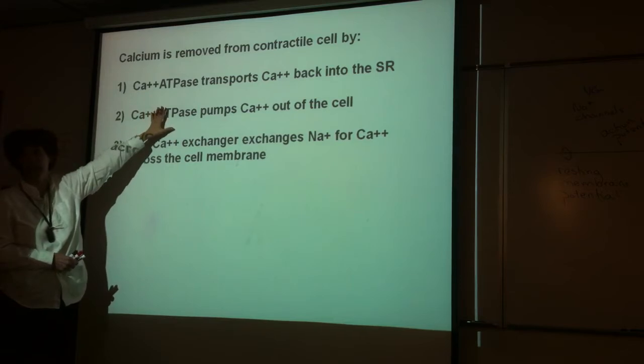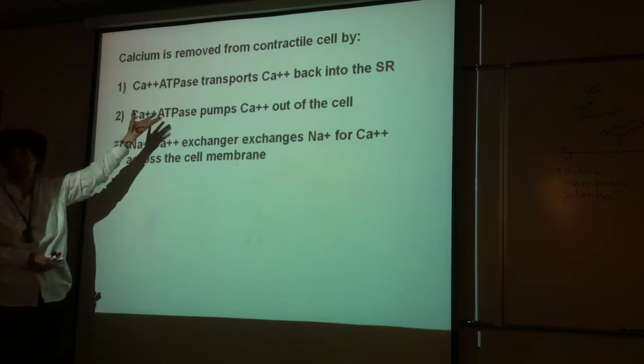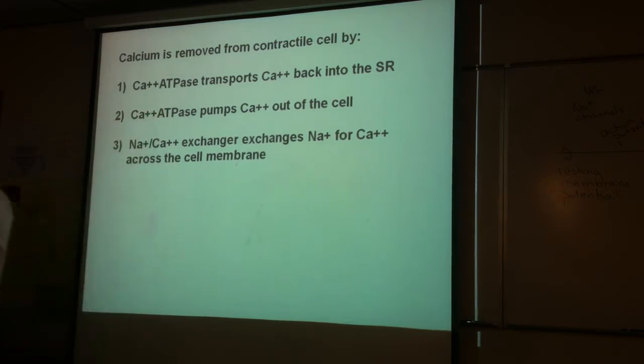So this has to happen for the heart to relax. The calcium has to be pumped back into the sarcoplasmic reticulum, and the calcium has to be pumped back out of the muscle cell.